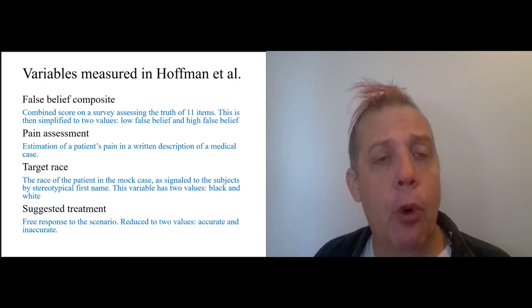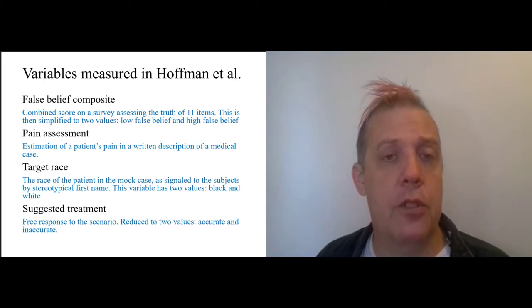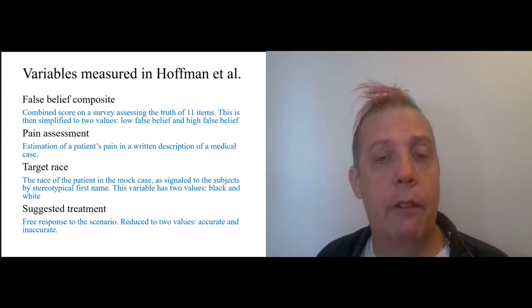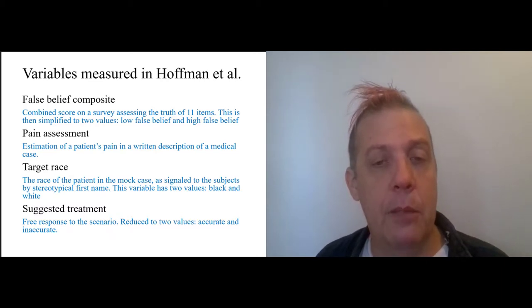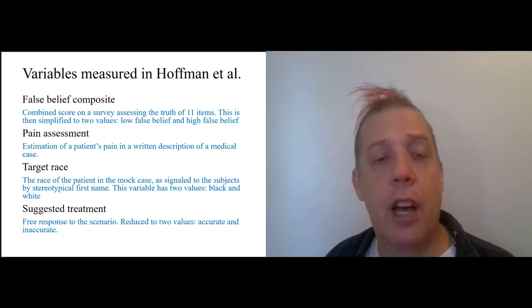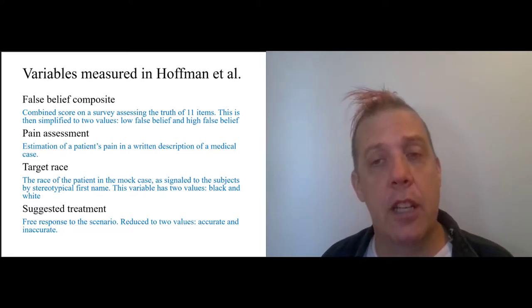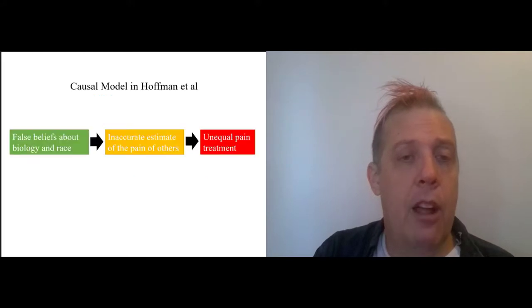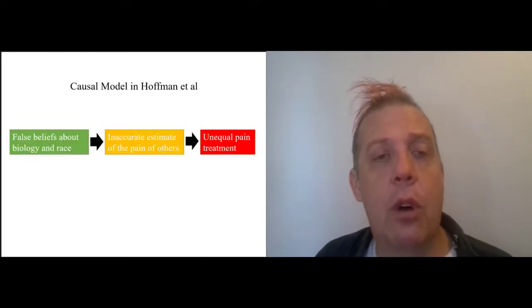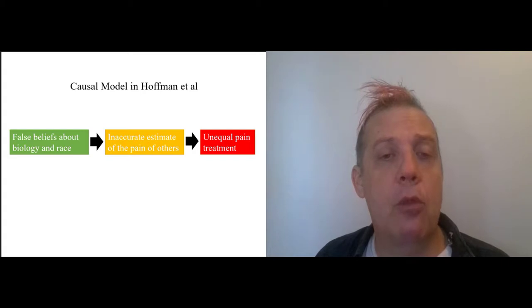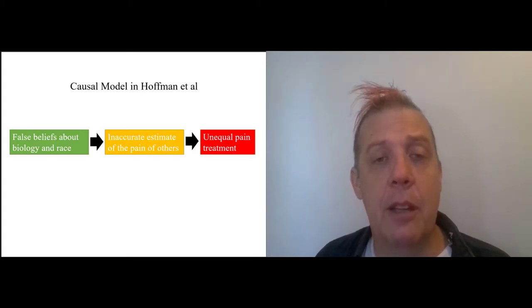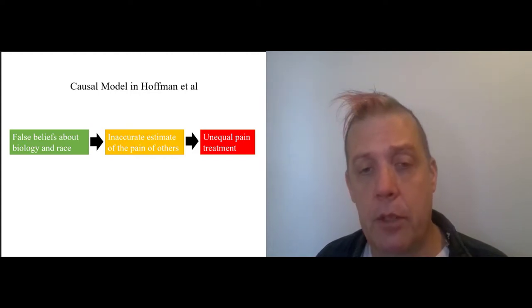In any case, we wind up with 4 variables here, and each of them gets reduced to 2 values. So you have high false belief and low false belief. You have 2 values for race, even though we all know that race is more complicated than that, black and white. We have 2 values for suggested treatment, accurate and inaccurate. And all of that is used to suggest this causal model. False beliefs about race lead to inaccurate estimations of the pain of others, which leads to unequal pain treatment.